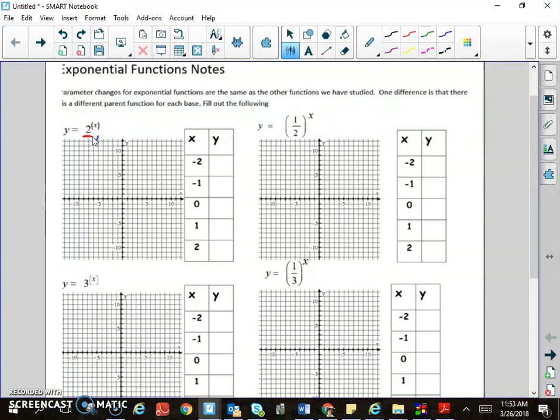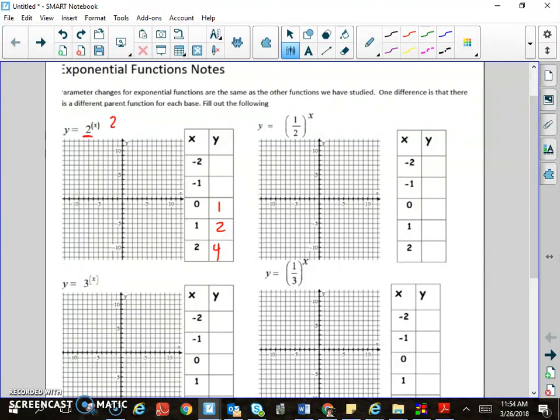So any number raised to the 0 power is what? 1. All right, I'll show you why here if I have time today. 2 raised to the first is 2. 2 squared is 4. And then you do the negative values.